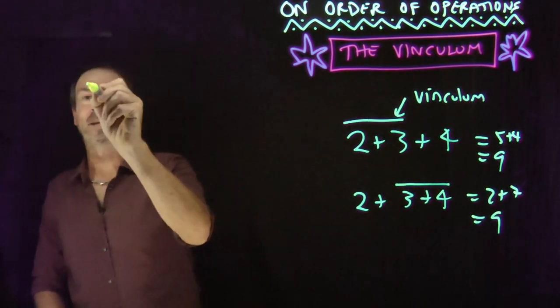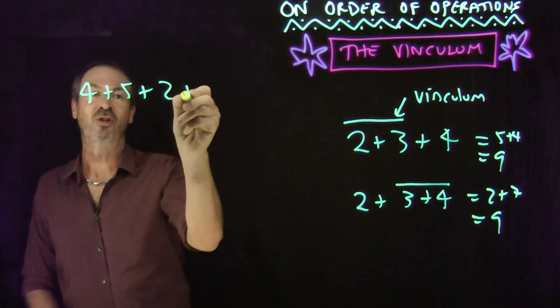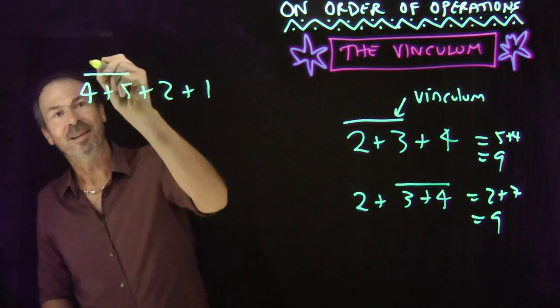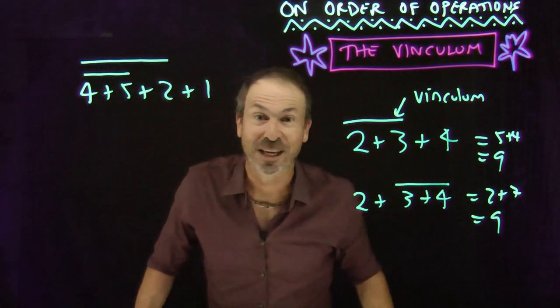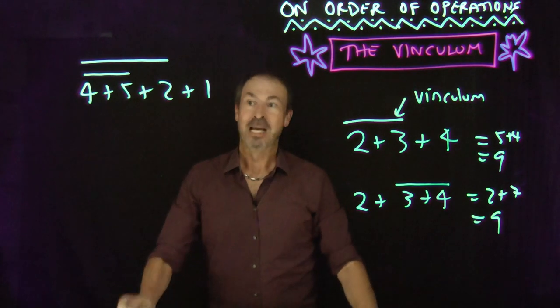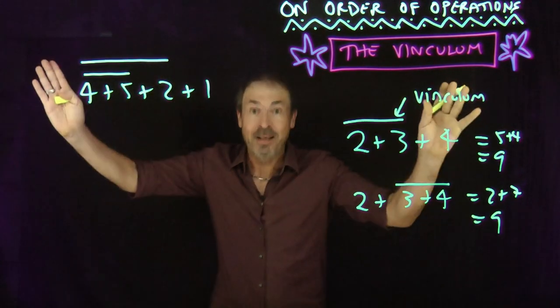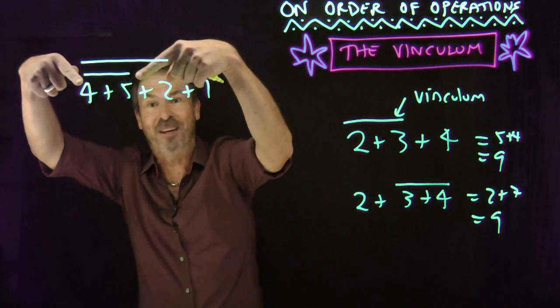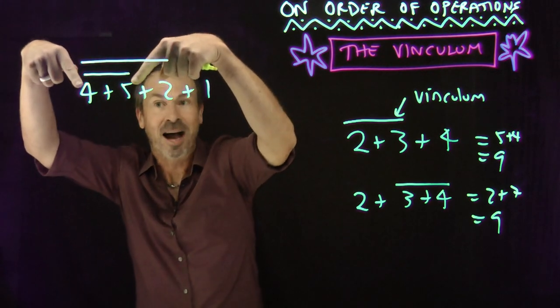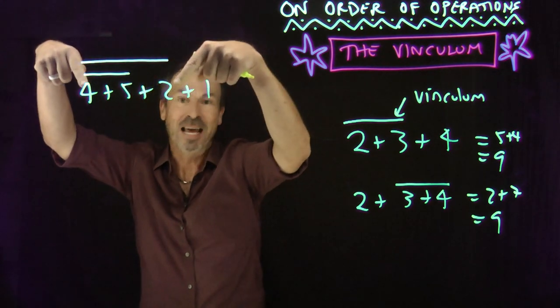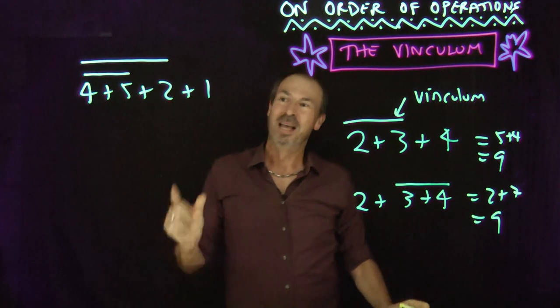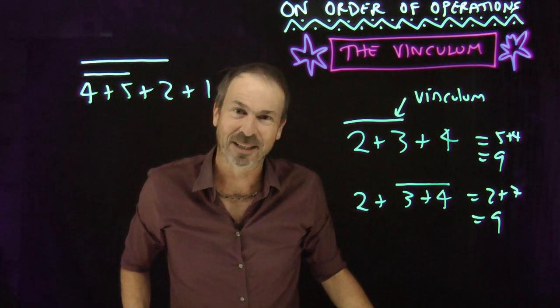If I give you something more complicated like 4 + 5 + 2 + 1, and I put a vinculum within a vinculum, nested vinculi, you can still see what to do without me telling you anything. Your brain naturally goes to the innermost vinculum. You can't help but say, I want to think 9. Then I want to think 9 + 2, 11. Then I want to think +1, 12. Nested vinculi actually makes sense.